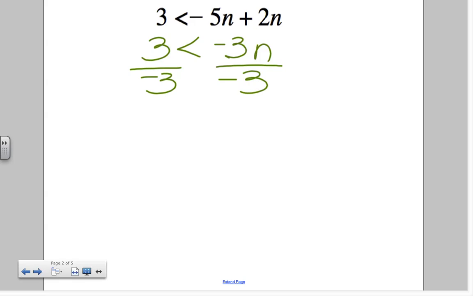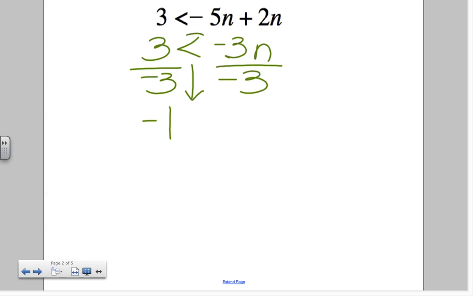So what do we have on the left-hand side? n. 3 divided by negative 3 is? Negative 1. All right. Now, when we bring our inequality symbol down, is there anything that you're thinking of here? Penelope, what do you got? We have to flip the sign.